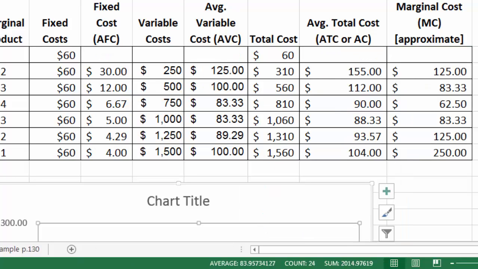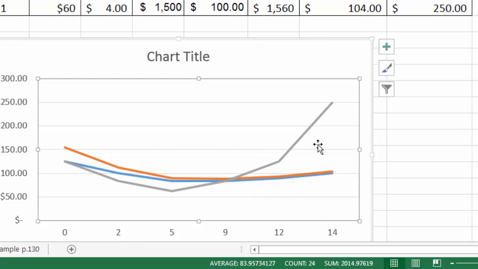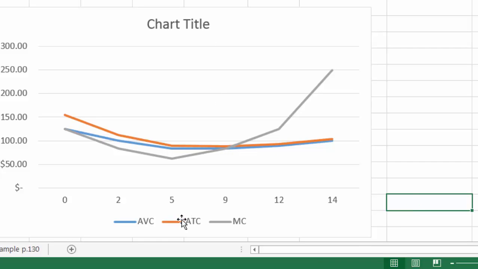Hit OK. Go down to my chart, and we'll see that I have my marginal cost there in gray. It's going down, it's coming up, it's approximately hitting through the minimum points on the average variable and total cost curves. So that looks right. My average total cost curve is starting high, going down, and then eventually coming back up. My average variable cost likewise. I'm missing one thing here.